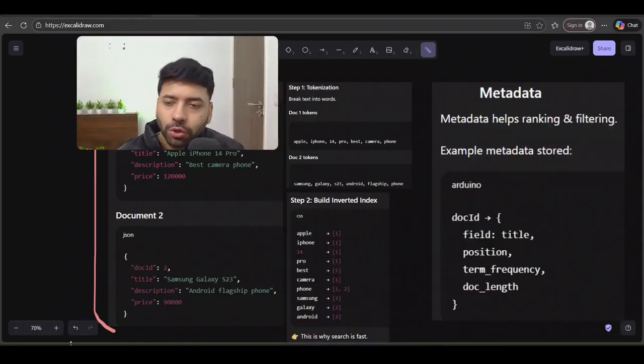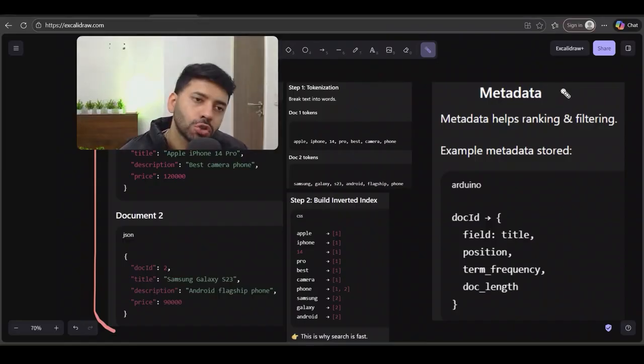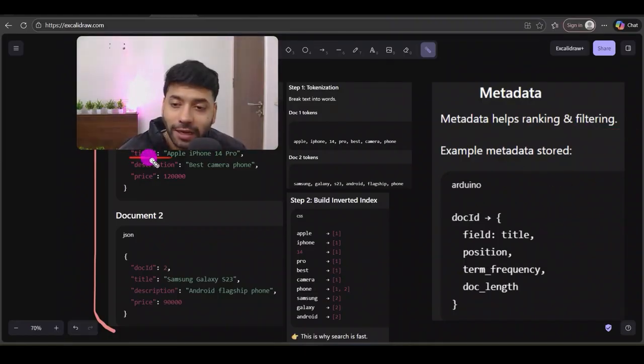Alright, so apart from storing the documents and the inverted index, what we also store is the metadata, and metadata helps us in ranking and filtering. Okay, so for example, we have title and description present in the document. So in the metadata, we can define what will be given more priority or more weightage. Like title will be given more priority as compared to description, you can say.